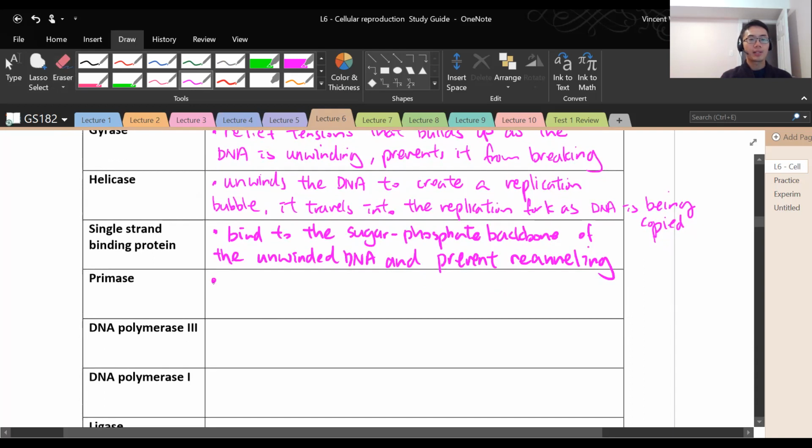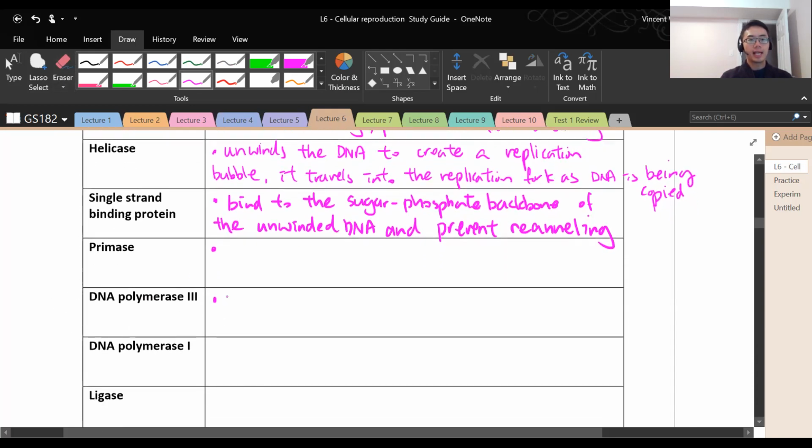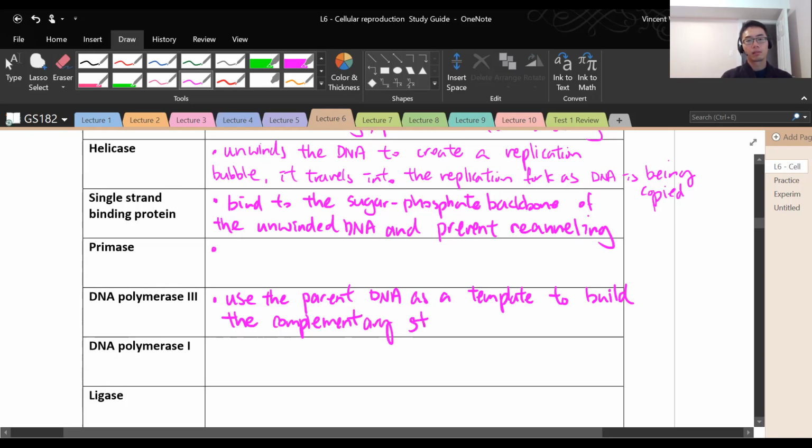Next we have primase and DNA polymerase. Let's talk about DNA polymerase first. DNA polymerase is the enzyme that will use the parent DNA as a template to build the complementary strand.